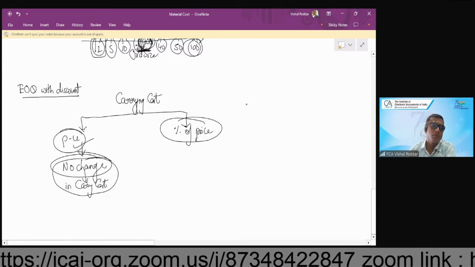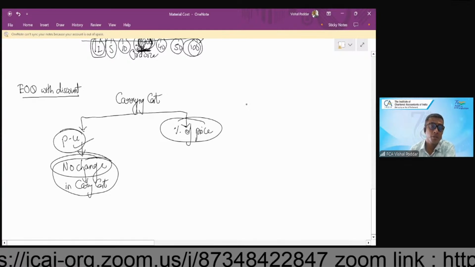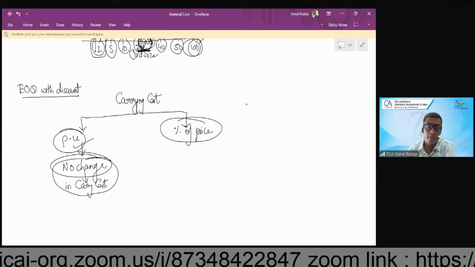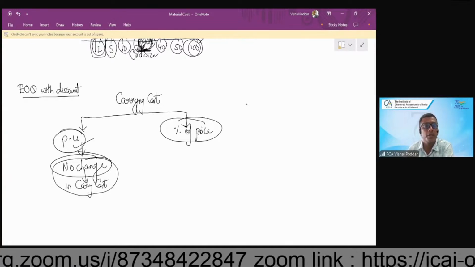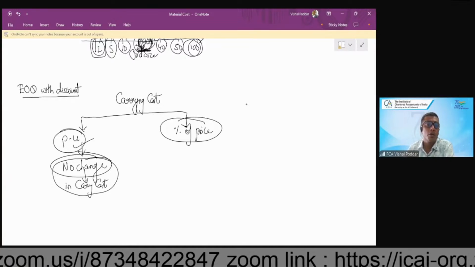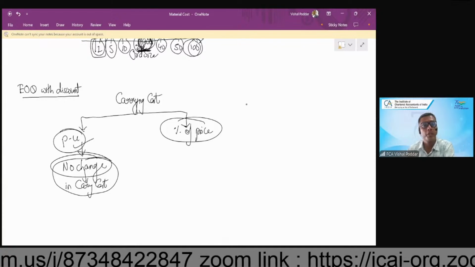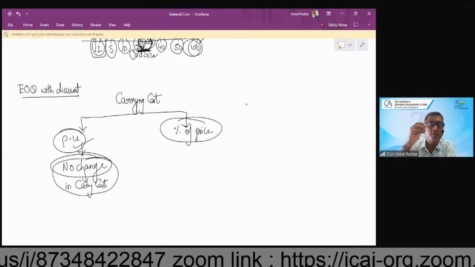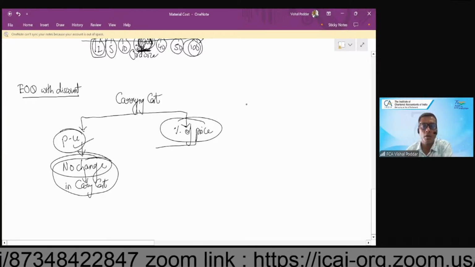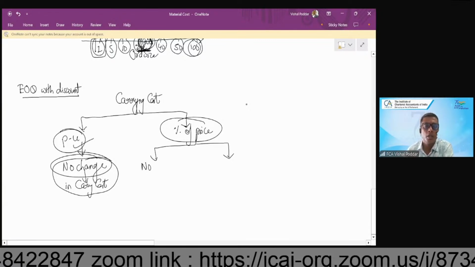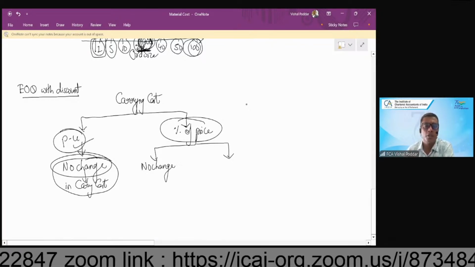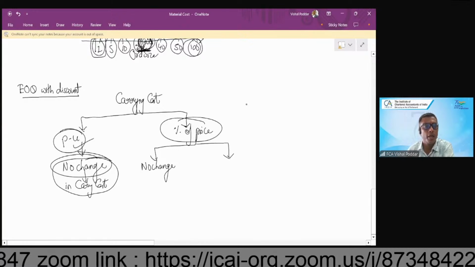However, where the carrying cost is given as a percentage of price, which we saw in two or three cases, we find out carrying cost by multiplying that percentage with your purchase price. Now, if the purchase price is reduced because of discount, there are two possibilities. One, still the carrying cost is not changing. You will keep the original carrying cost.